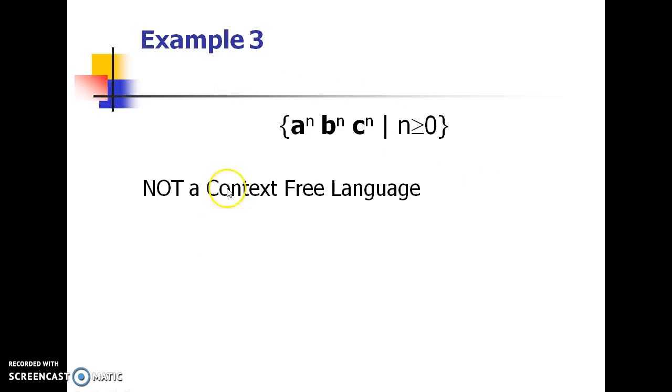An example of a non-context-free language would be a language of the form a to the power n, b to the power n, c to the power n, where n is greater than or equal to 0, which we cannot describe using a context-free grammar.